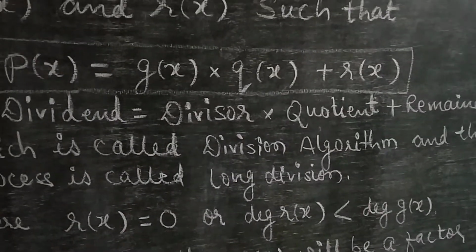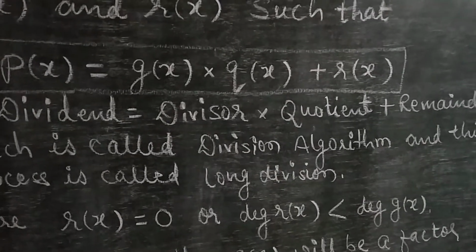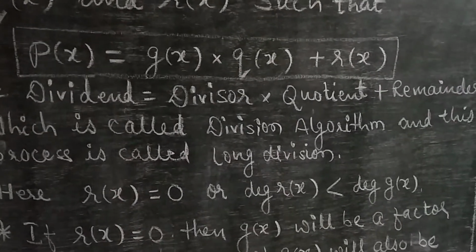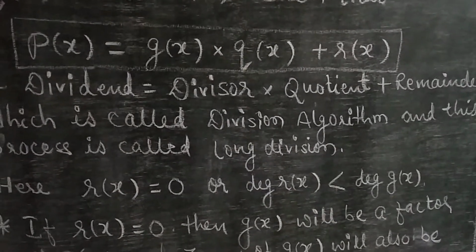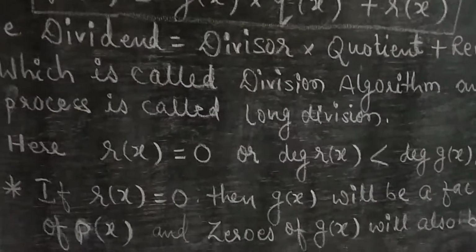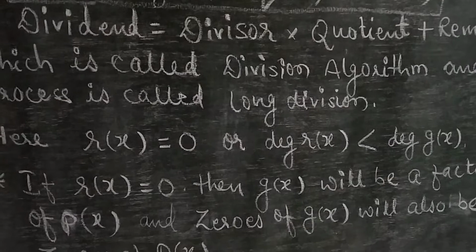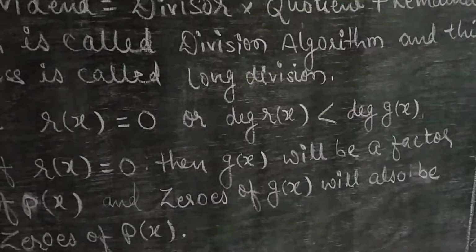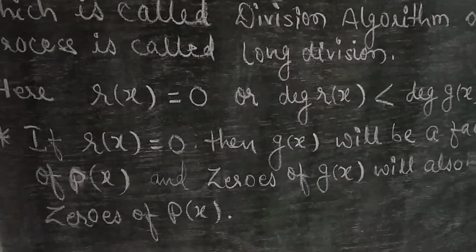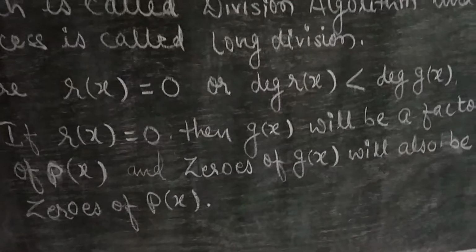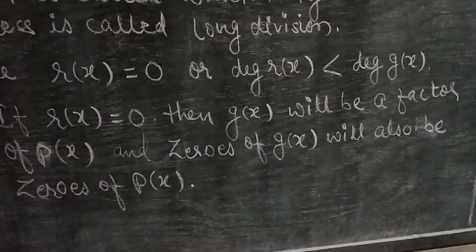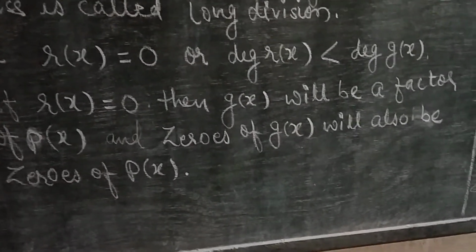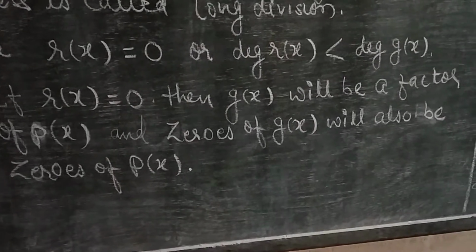So this statement, dividend equals divisor into quotient plus remainder, is called the division algorithm, and this process is called the long division process. So I have written here, either r of x should be 0 or the degree of r of x is less than the degree of g of x. In case of r of x equal to 0, g of x will be a factor of p of x. G of x will be a perfect divisor of p of x, and zeros of g of x will also be the zeros of p of x.